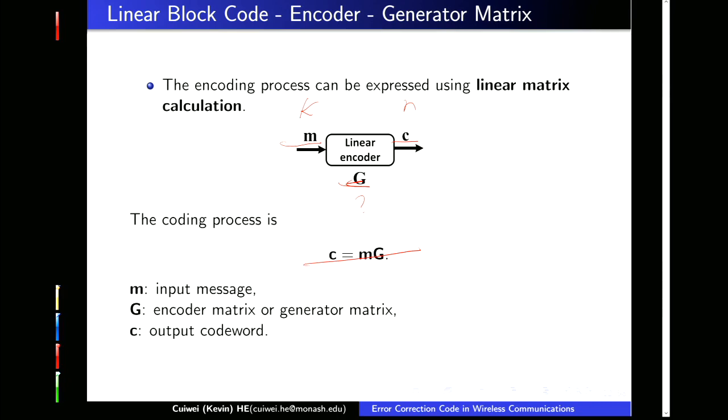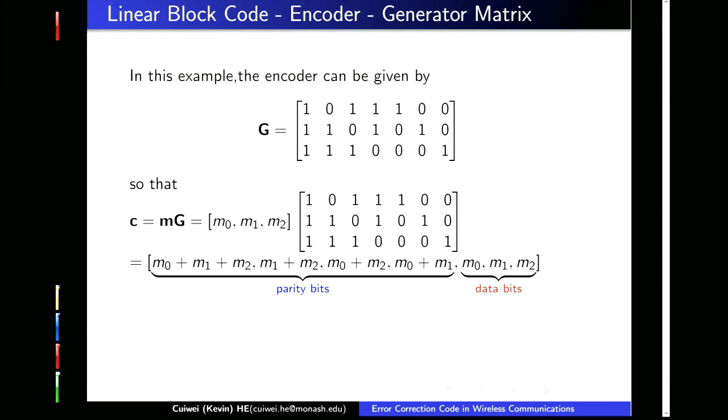So it's nothing but a linear operation. That's why it's also called linear block code. And the G is called the encoder matrix or generator matrix. I think this is the most popular name. So it's a generator matrix which can be used to describe the encoding process. And we will use this example to check why it's a matrix.